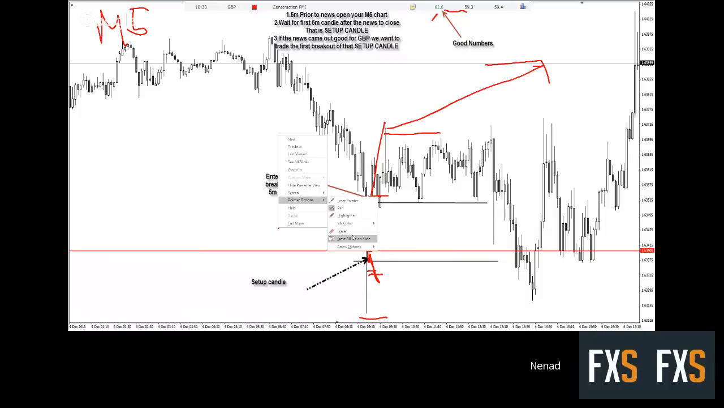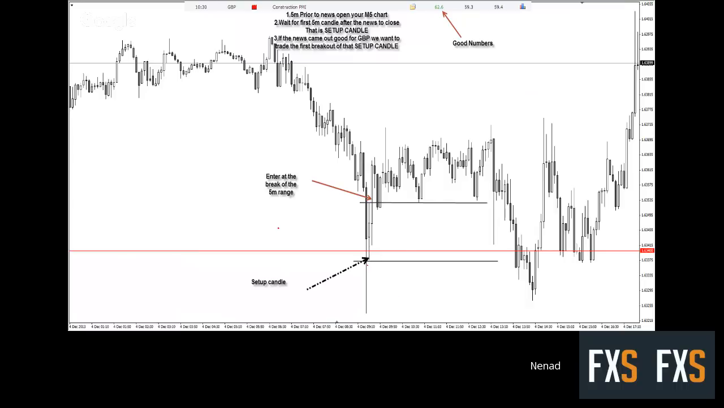Okay, let me clear this and show you again. So 5 pips below the candle is the so-called aggressive stop. 10 pips below this candle is the conservative stop.